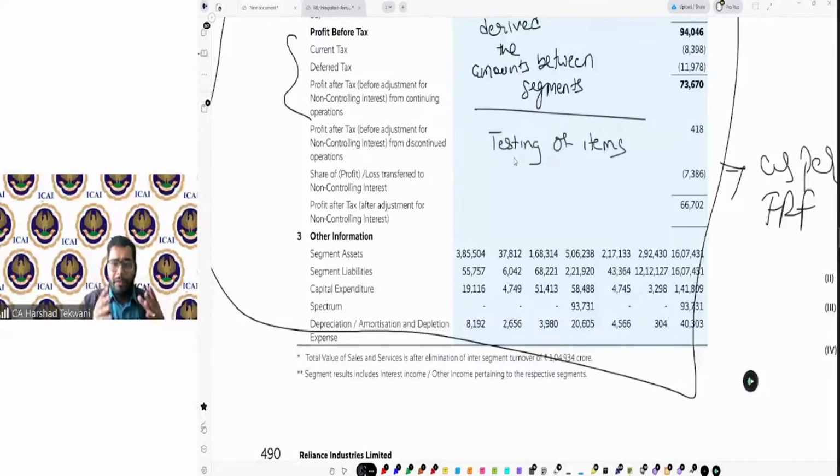Let's say, for example, interest. I will pick up the interest. I'll see how they have bifurcated the interest between the different segments, and they will provide me a logic. Okay, based on this, we have bifurcated. I'll do recalculation. When I say testing, I'll do re-performance, recalculation, to check whether the allocation done by the management is correct or not. I may perform analytical procedures.